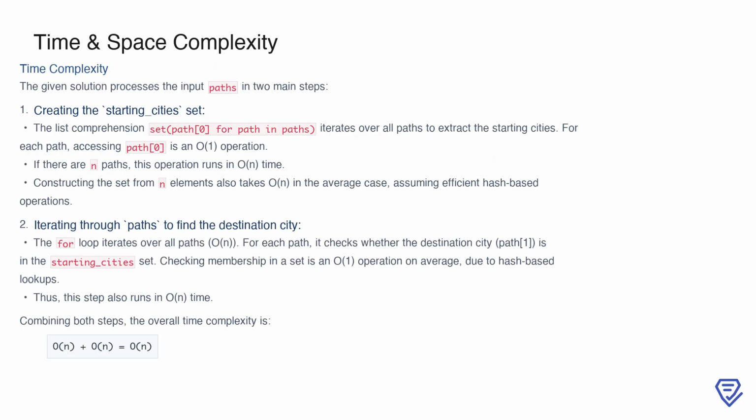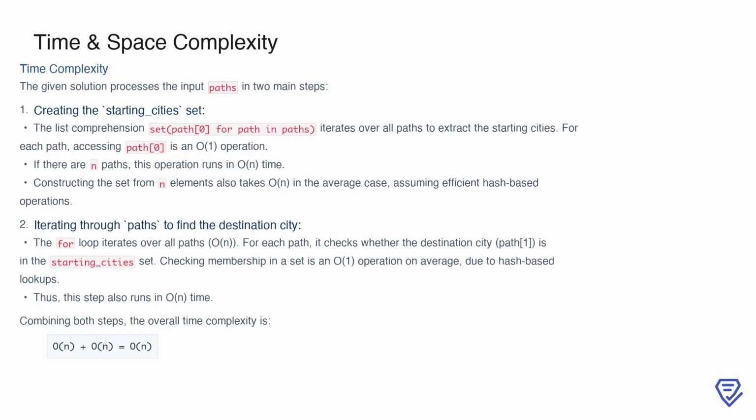To evaluate the time complexity of our solution, we break it down into two main steps. First, we create the starting_city set. This involves iterating over all the paths, extracting the starting city from each path using path[0]. Accessing path[0] is an O(1) operation, and since there are n paths, this loop takes O(n) time. Constructing the set from these n elements also requires O(n) time on average, thanks to efficient hash-based operations.